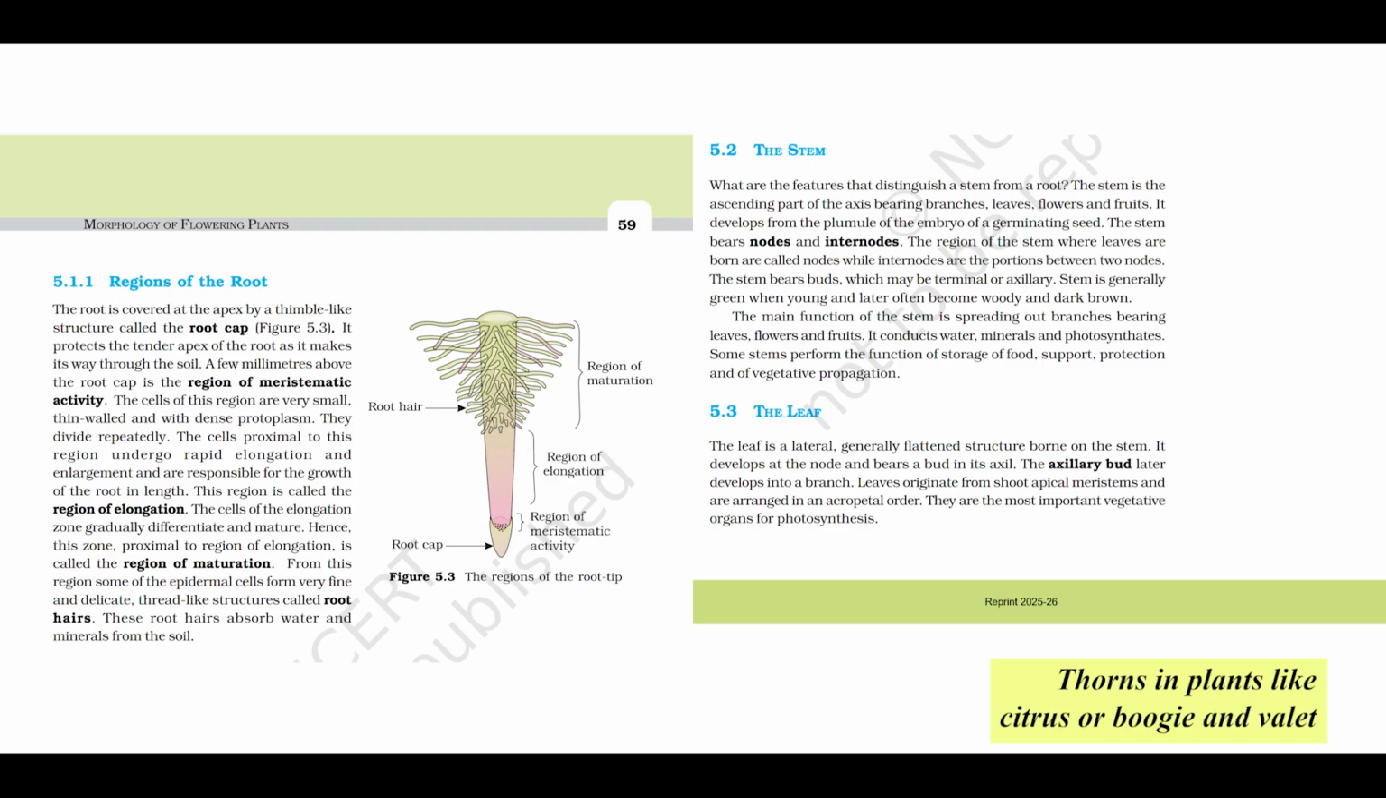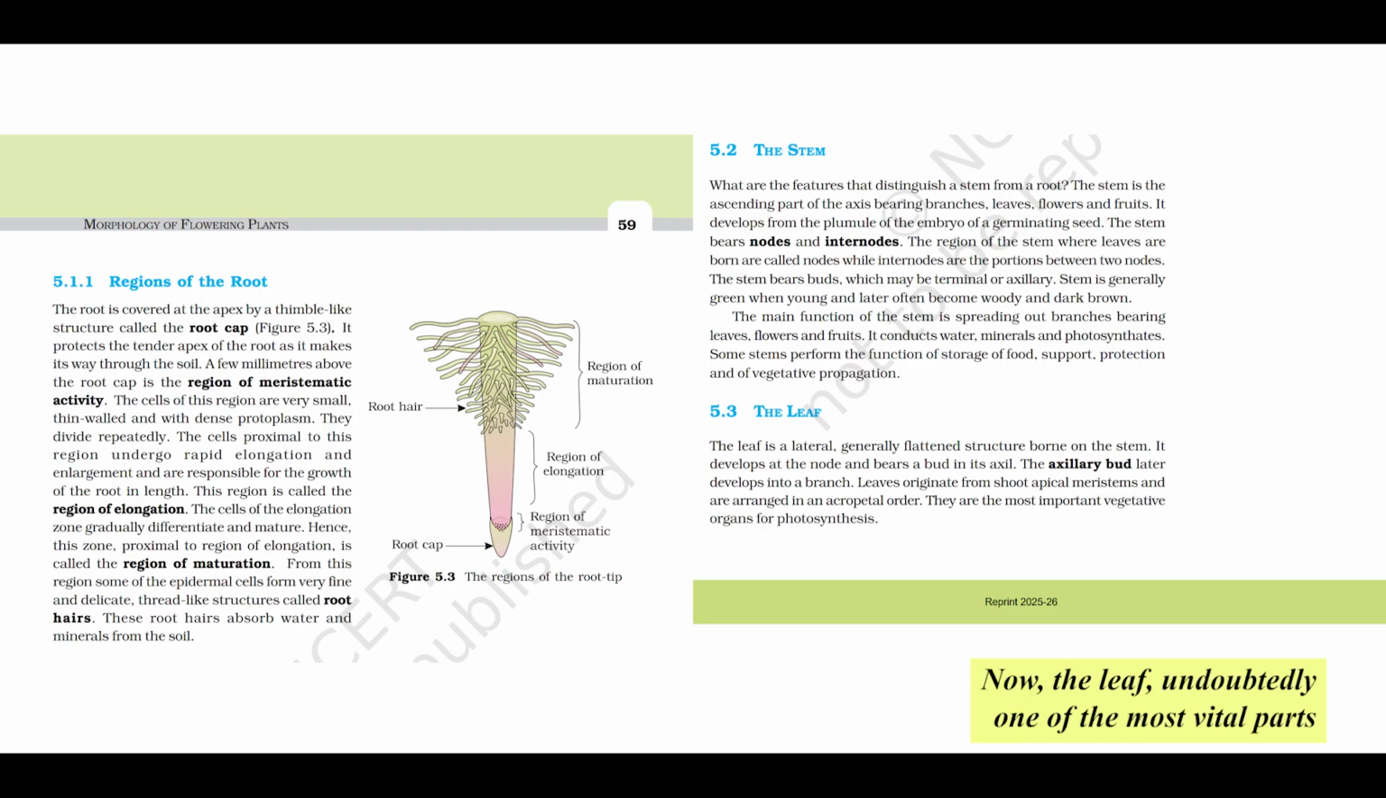Thorns in plants like citrus or bougainvillea are hardened, modified stems offering protection against herbivores. And finally, some stems, like the rhizome of ginger or the stolons of strawberries, are modified for vegetative propagation, allowing the plant to reproduce asexually and spread rapidly. Wow, stems can be quite versatile. So being able to list these features, functions, and especially the examples of modifications is clearly very important for exams. Hashtag 5. The leaf, absolutely.